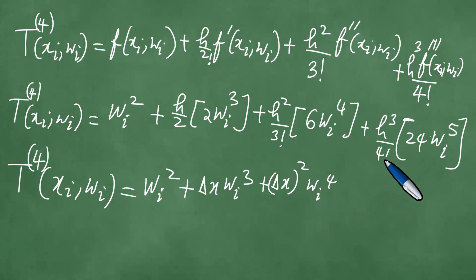Now, even this one, because 4 factorial is 24, so it cancels out. Awesome, nice question. It simplifies beautifully so that we have delta x cubed, and then you have wi to the 5th power, like this. So let's continue. Now, with this, what do we do? We substitute it into the formula. What formula do we substitute these into? Into the difference equation.